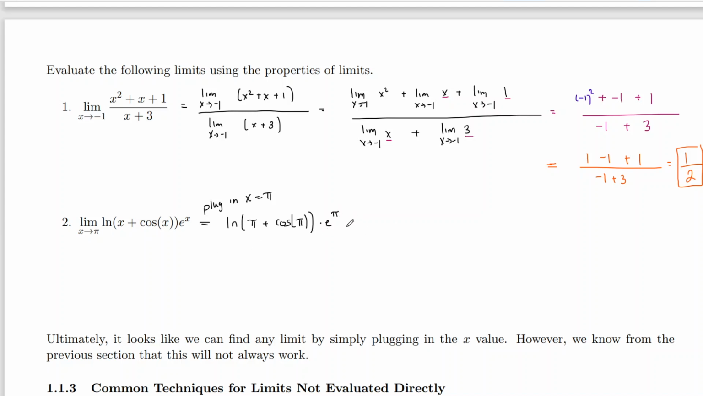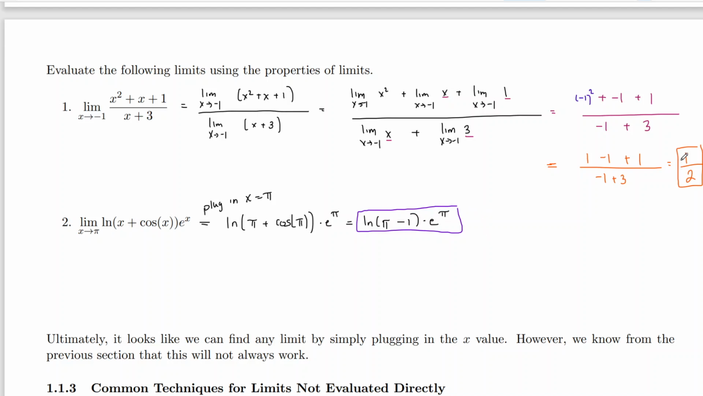Right. Now there's not a lot you can do to simplify here, but you do know cosine of pi is -1. We get the natural log of pi plus -1, which is pi minus 1, times e to the pi. But the rest we can't simplify. Natural log of pi minus 1 and e to the pi are not nice numbers. Pi goes well with trig functions. It doesn't go well with logs or exponents. But really the emphasis here again is that log functions, exponential functions, trig functions, just plug it in.